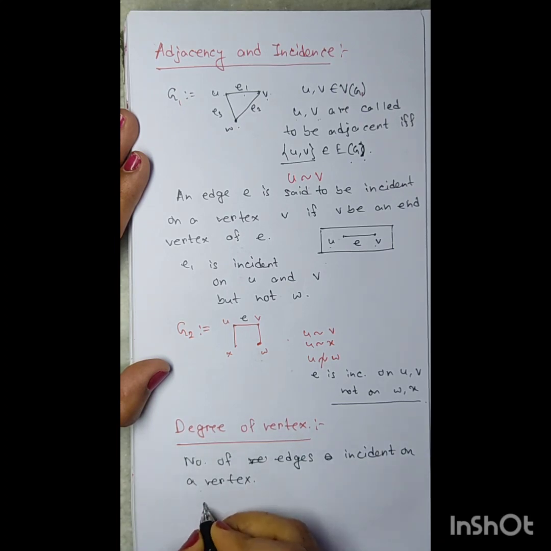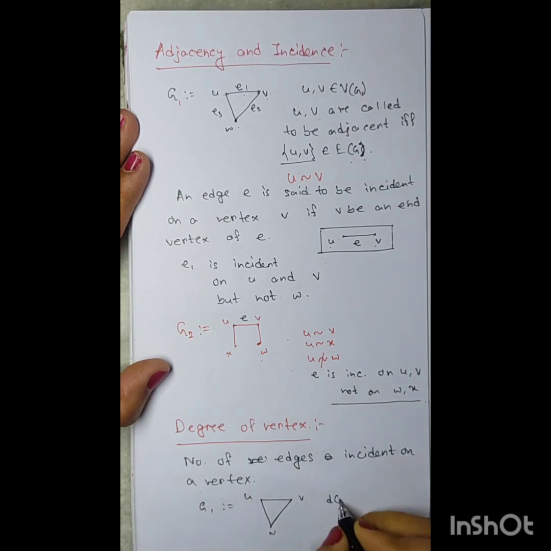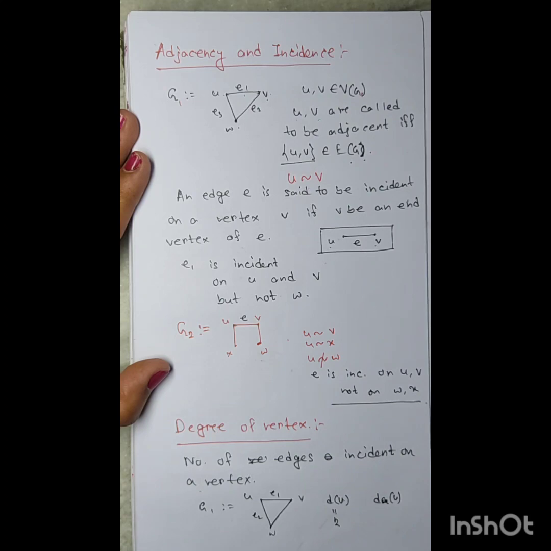So we are considering this example again. g1 was our triangle type of thing, with u, v and w. So here we want to consider the degree of each vertex. What is the degree of u? The degree of u is denoted by d of u or d_G of u. So d of u, what is that? Here there are two edges incident on u, e1 and e2. So the degree of u is 2. Similarly, the degree of v and the degree of w are also 2.